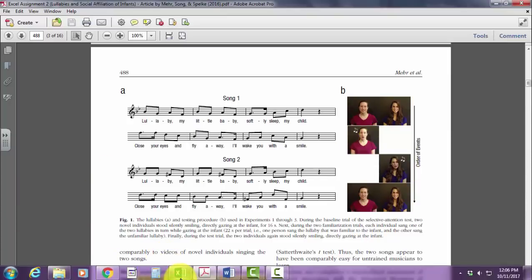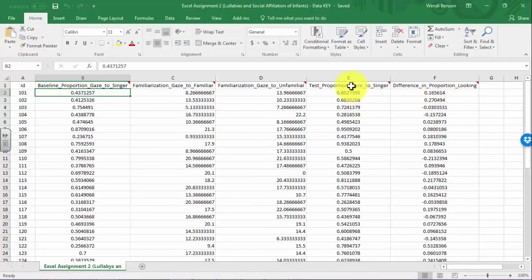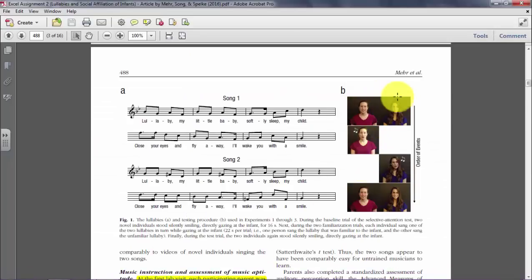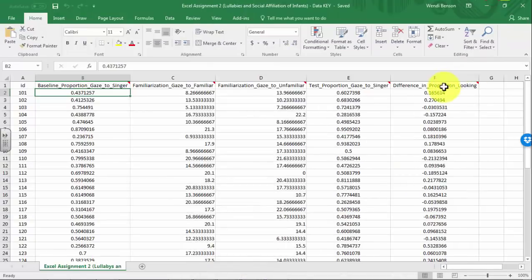And then finally, this is the proportion of the gaze to the singer. So what proportion of the time the infant viewed the woman who sang the familiar lullaby. Now, what percentage of the time did the infant spend looking at the woman who sang the familiar lullaby? And then this is just those differences in proportions. All right. So now let's go ahead and do the analysis.